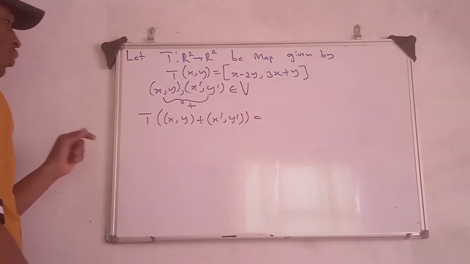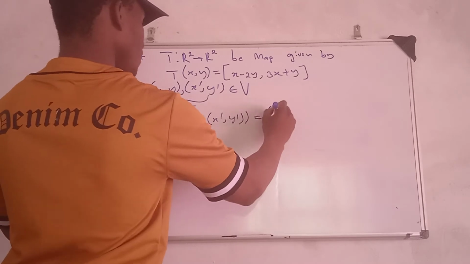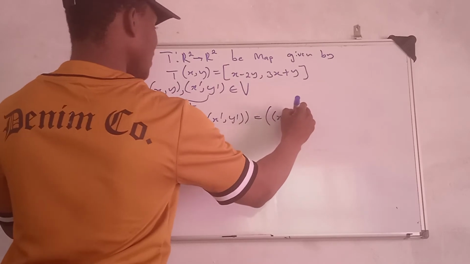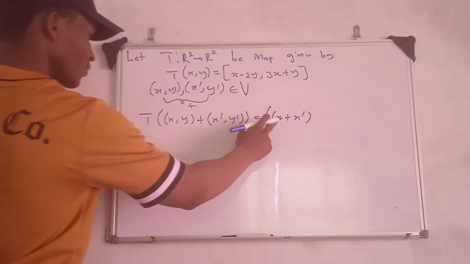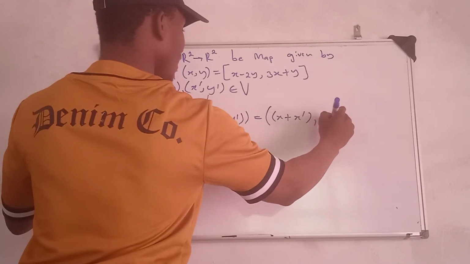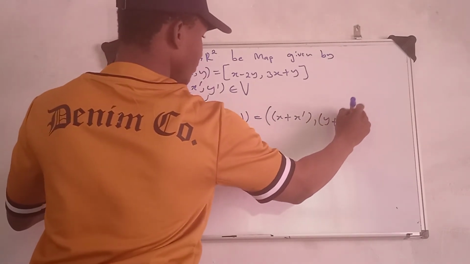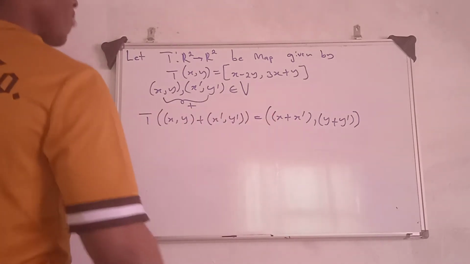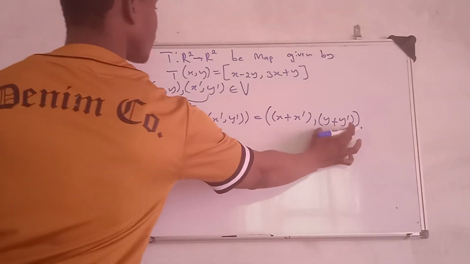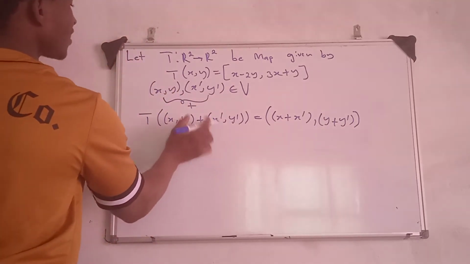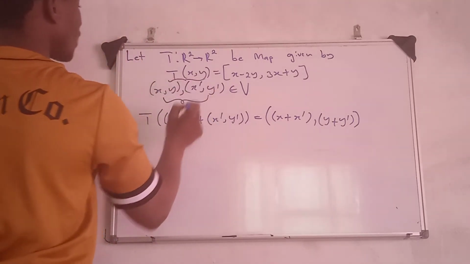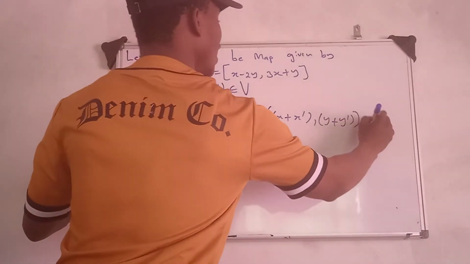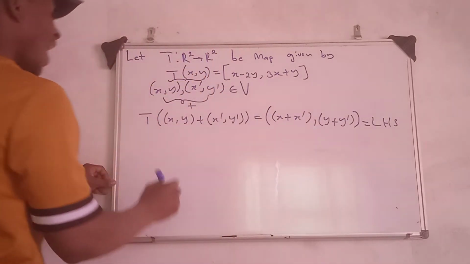which will be equals to x plus x prime, y plus y prime. We are going to write it like this. So, but this is equals to this, and this is equals to this one. So, since we proved for LHS, we must also prove for RHS.